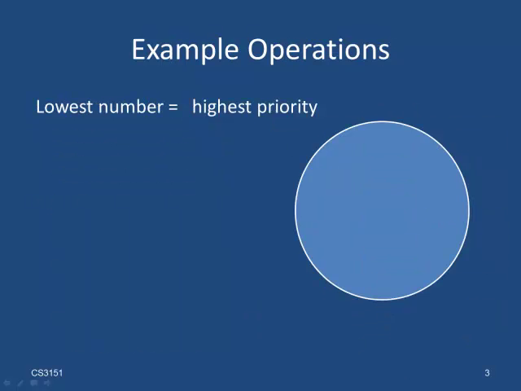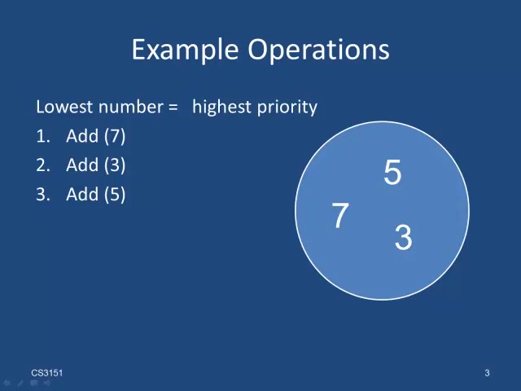Let's trace a sequence of sample operations on a priority queue. The priority queue is represented by the circle on the right. Initially, the priority queue is empty. The items we insert are just numbers. The lower the number, the higher its priority. In other words, the lowest number in the priority queue has the highest priority. The first operation adds the value 7. Then we add the value 3. And then we add the value 5.